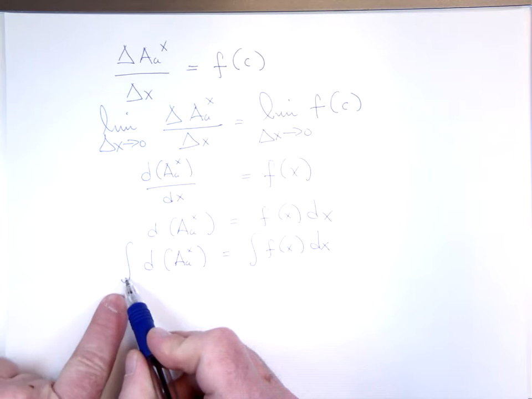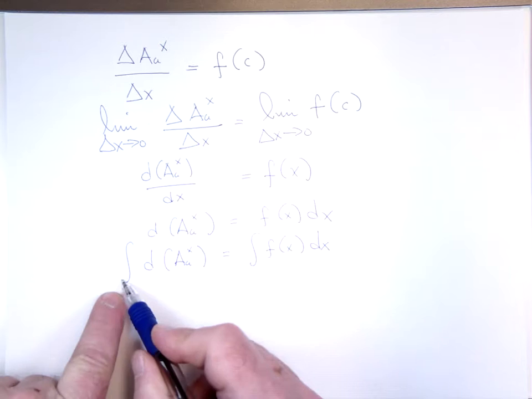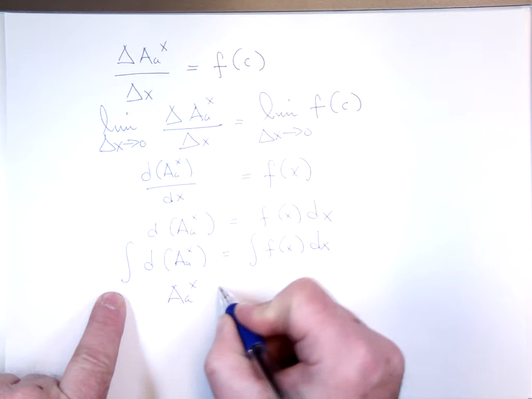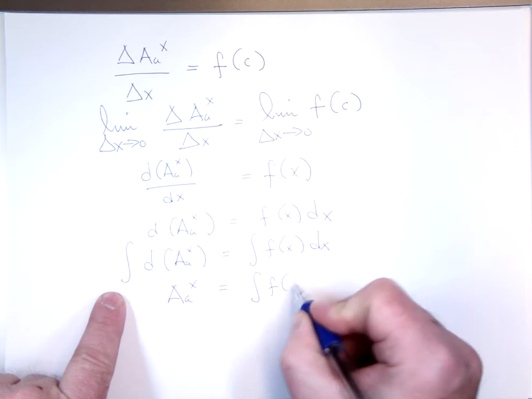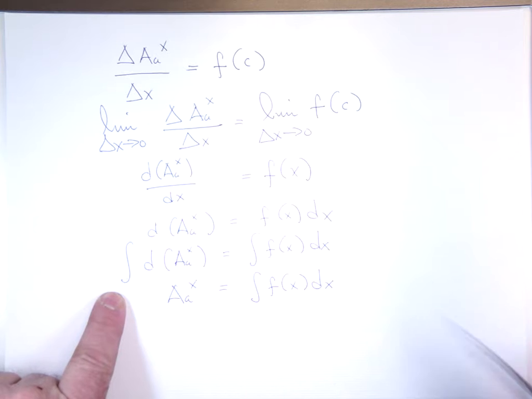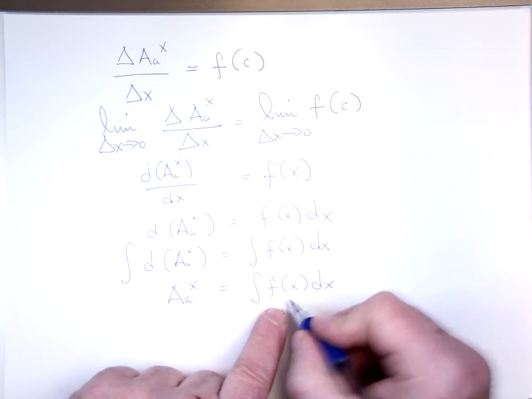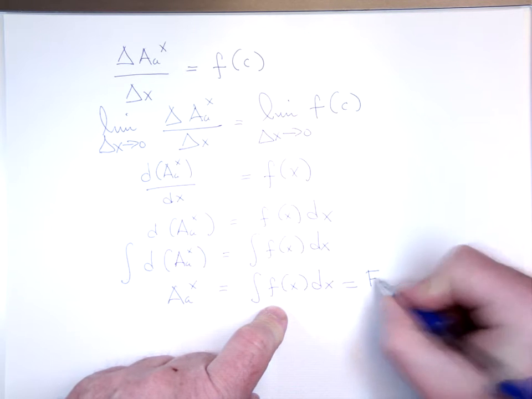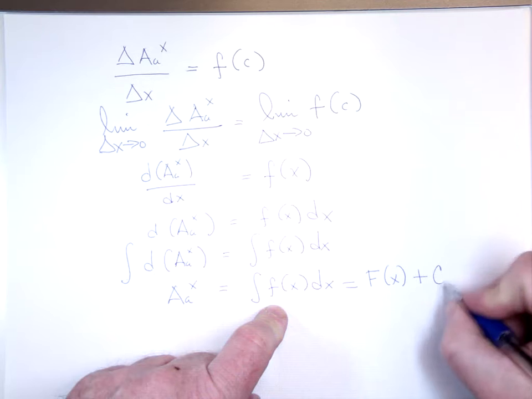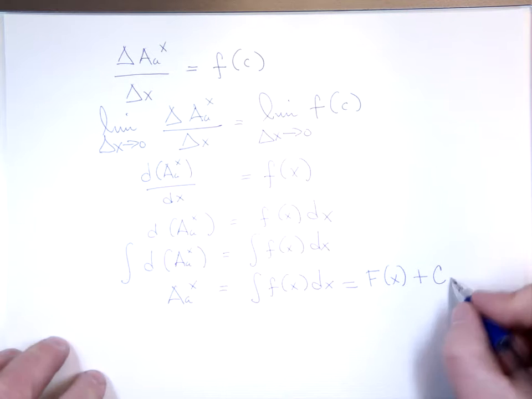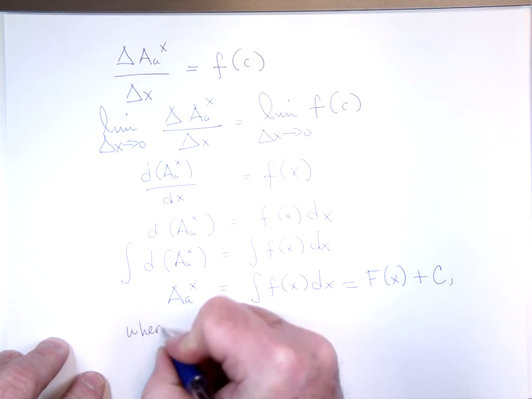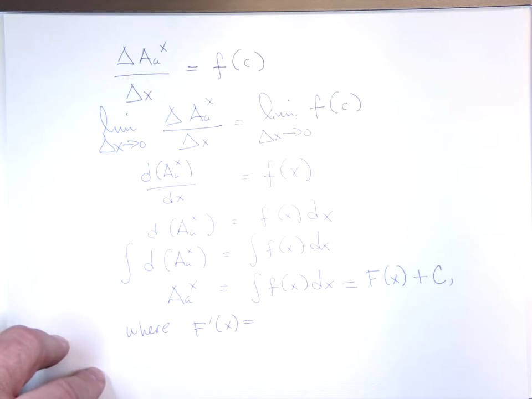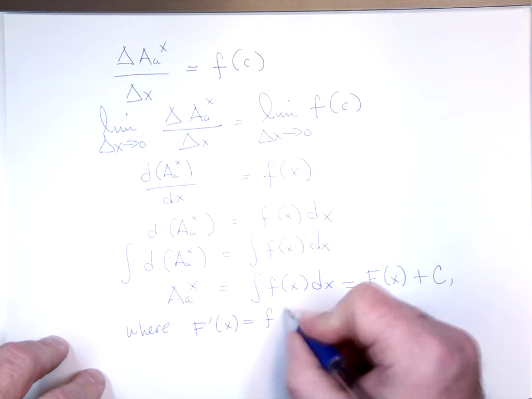Here's what we have. The integral of the derivative. What do these do? They're inverses of each other. We'll get the area from a to x is equal to the integral of f of x dx. Now, what is this equal to? That's equal to some function, some antiderivative. Call it capital F of x plus a constant. What's true about capital F of x? What's its derivative equal to? Little f of x. Yes, thank you, Trent.